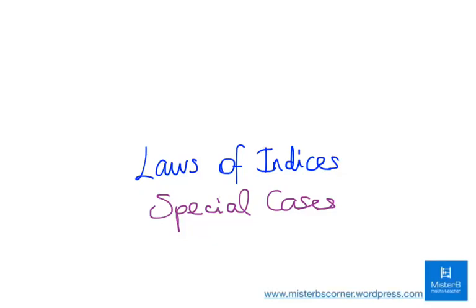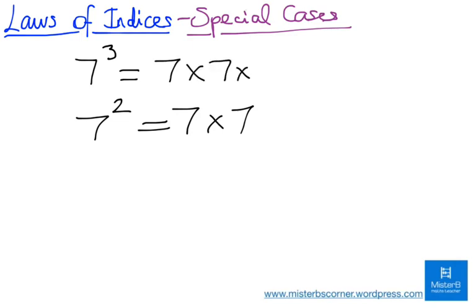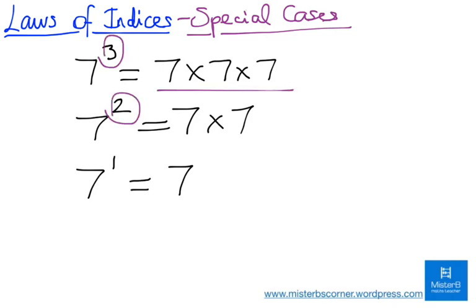In this video, we're going to talk about special cases of indices. When we write 7 to the power of 2, or 7 squared, we know that it's 7 times 7. And 7 cubed, or 7 to the power of 3, is 7 times 7 times 7. So if it is cubed, there are 3 sevens. If it is squared, there are 2 sevens. So if it is 1, then it's only one 7.